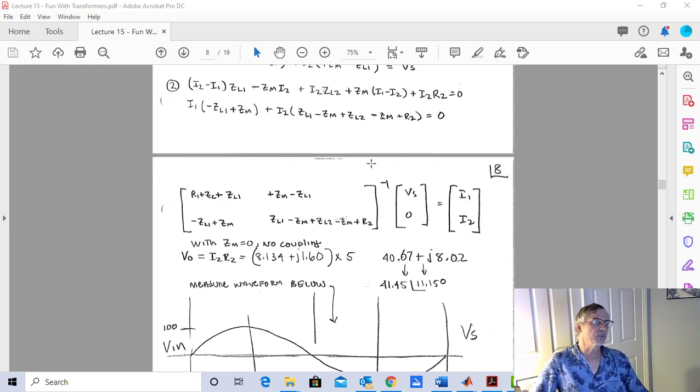Now, you notice though, in my equations here, I can set ZM to anything I want. So what I did is I started off with ZM equals zero in this equation. And I got VO is equal to this value right here, 41.45 at an angle of 11.15 degrees. And I asked the engineer, is this what you think you were going to get or what you were expecting? Yep, absolutely. So now I know that my analysis agrees with the engineer's analysis.